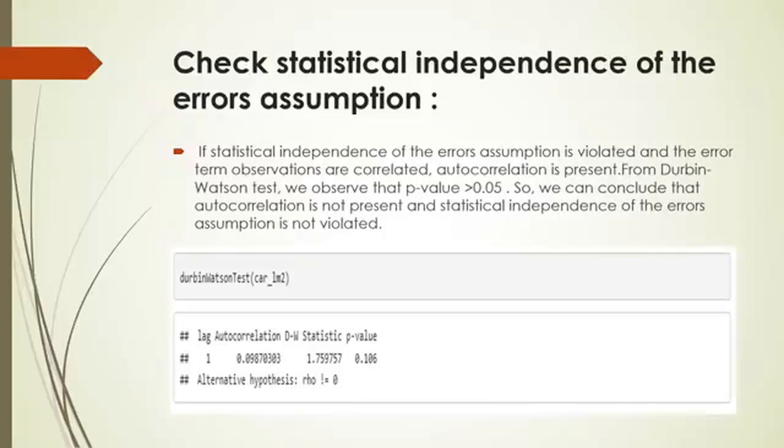Check statistical independence of the errors assumption in our third model. If statistical independence of the errors assumption is violated and error term observations are correlated, autocorrelation is present. From the Durbin-Watson test, we observe that p-value is greater than 0.05. So we can conclude that autocorrelation is not present and statistical independence of the error assumption is not violated.